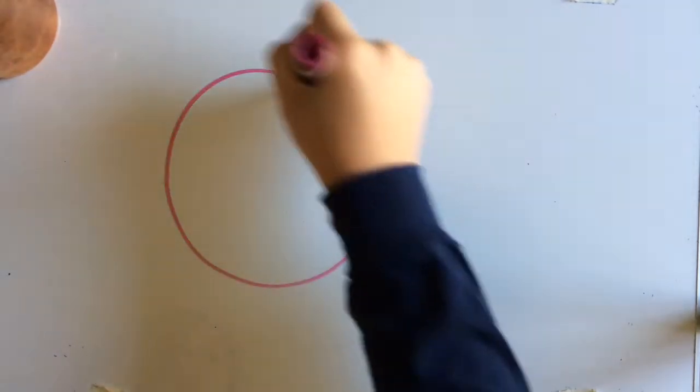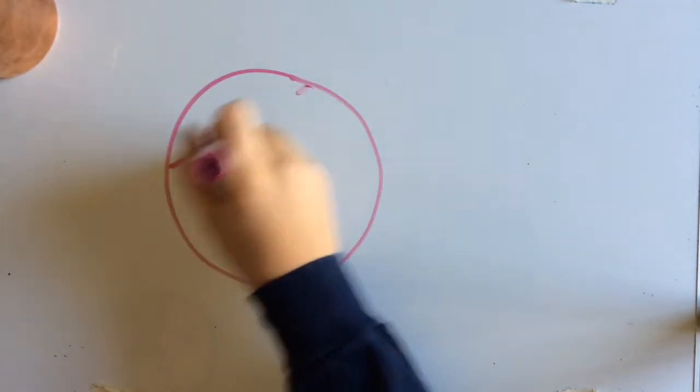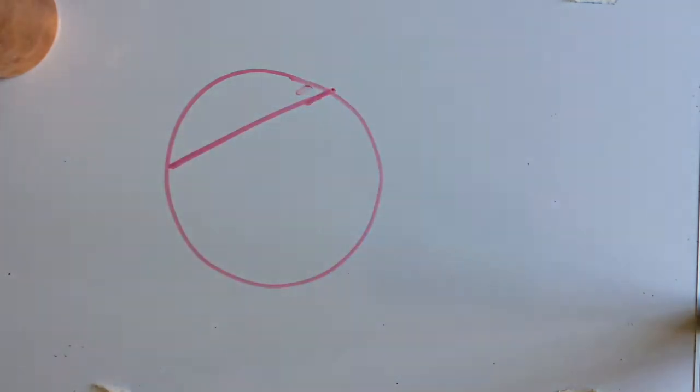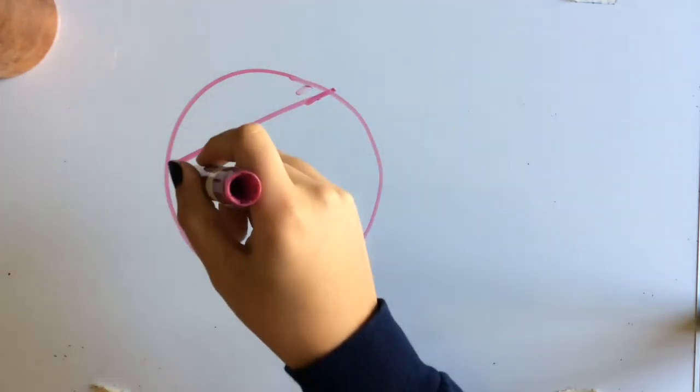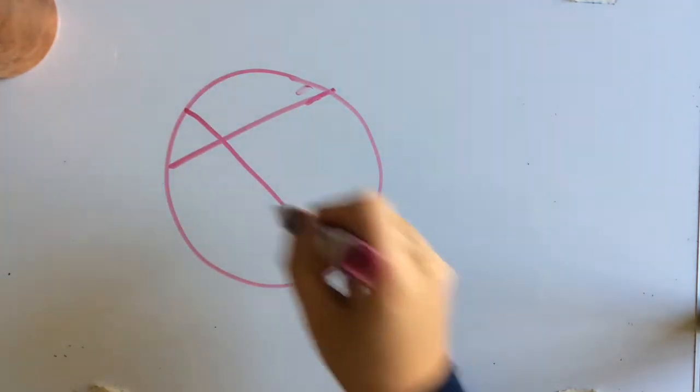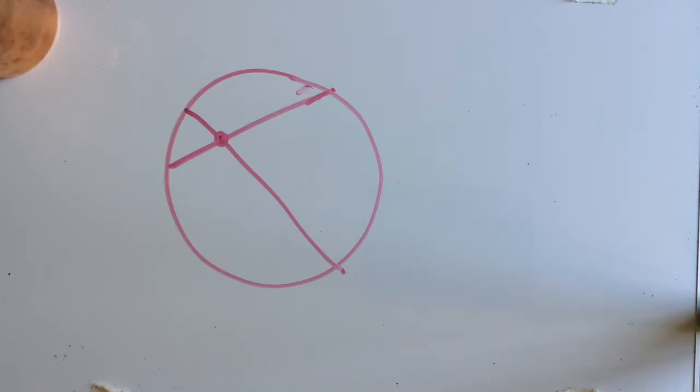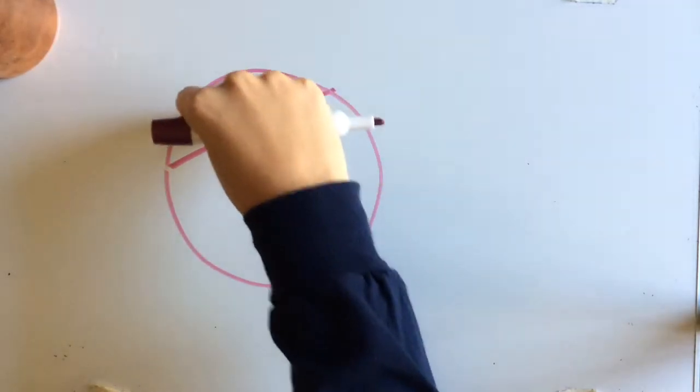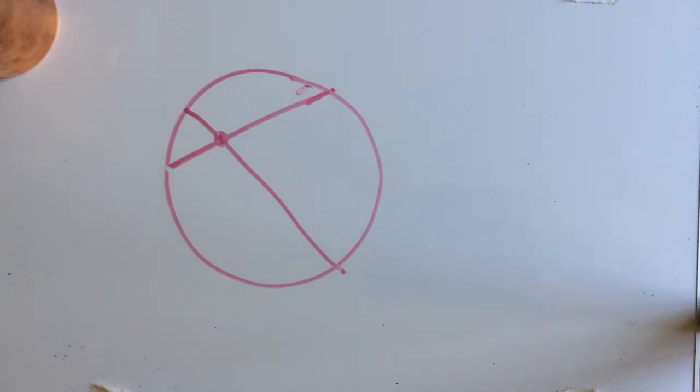All right, guys, we're going to learn about finding the lengths of segments. Sometimes we have chords that intersect. That is within a circle, a line that goes from one side of the circle to the other. Sometimes they intersect in the circle, and we have an equation for how to find the lengths of these segments. So we have a relationship with that.